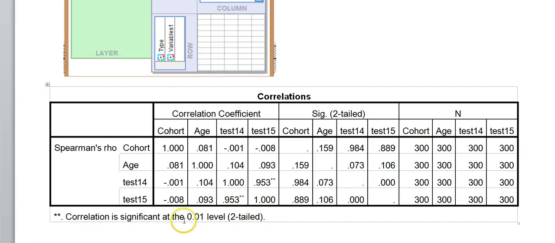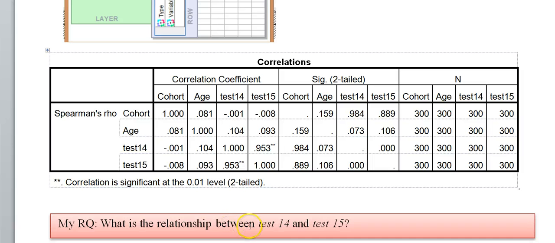In the case of age, because it did violate the assumptions, I would report the Spearman's rho. In the case of cohort, I would report the Spearman's rho because it's an ordinal variable. So that's how you decide. It's very important that you know the scale of the variable and what it is that you're trying to say. So let's just work with the one with what is the relationship between test 14 and test 15.